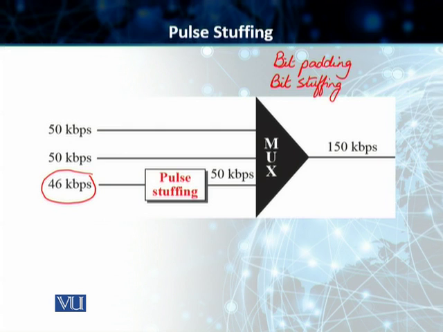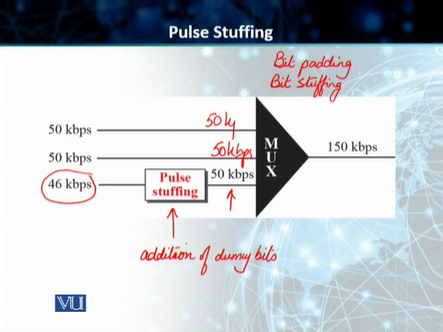So students, all that we are doing in this particular case is that we take the highest input data rate, and the highest input data rate in this particular case, for example, is 50 kilobits per second, and then we add dummy bits. So this process out here is the addition of dummy bits to make sure that we have got 50 kilobits per second input lines with equal data rates out here.